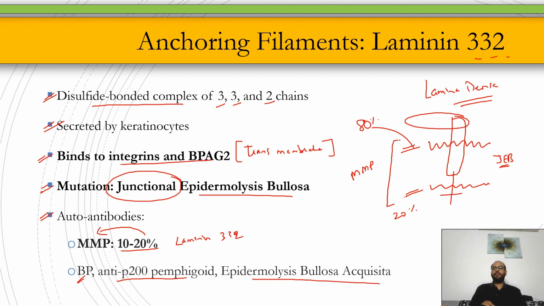Okay, so if you want to remember it, you will remember that the mutation causes junctional EB, while autoantibodies in 20% of cases of mucous membrane pemphigoid have been found against laminin 332. Clear? Let's move forward.